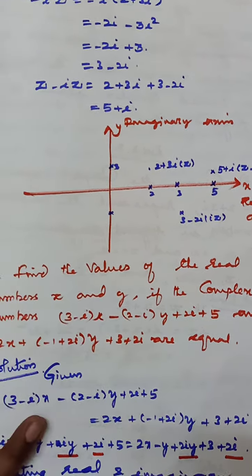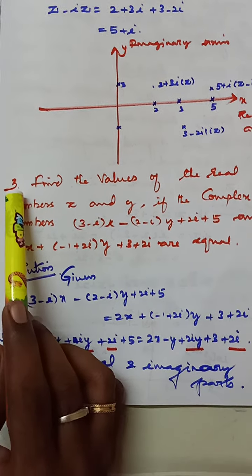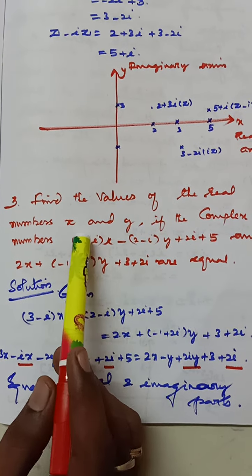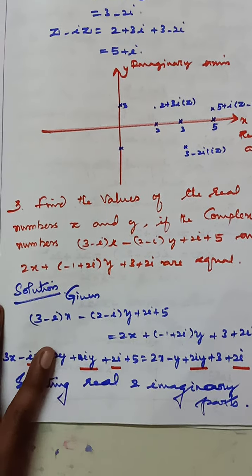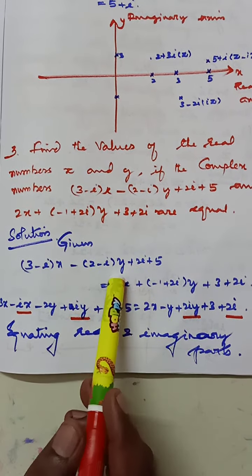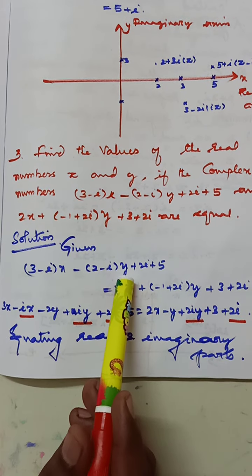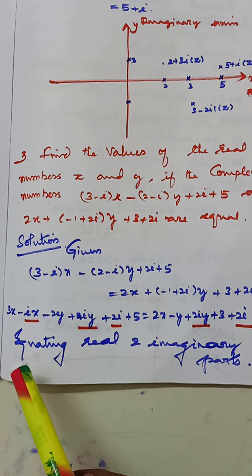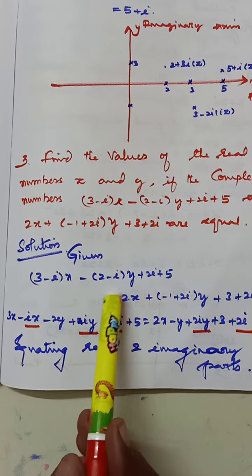You shouldn't confuse it with your normal diagram, that is a graph. Third question: find the values of the real numbers x and y if the two complex numbers are equal. So you just equate the two numbers. How to equate the two numbers? When the two numbers are equal, their corresponding real parts are equal and their imaginary parts are equal. So we have to separate real and imaginary parts on both the left side and the right side.